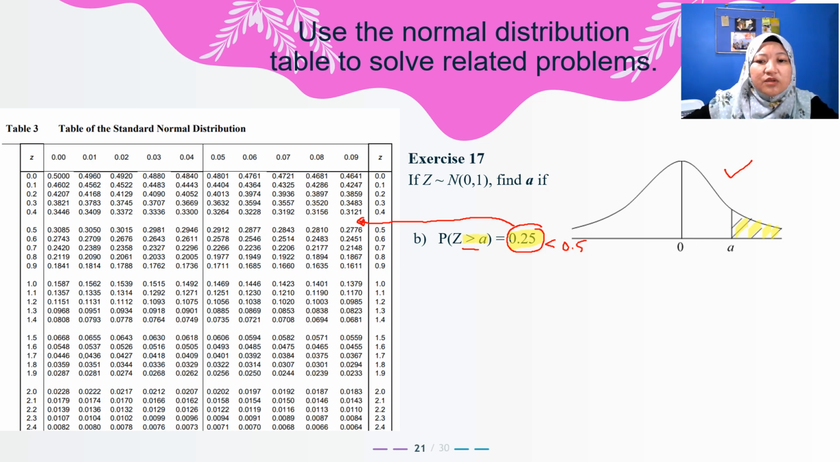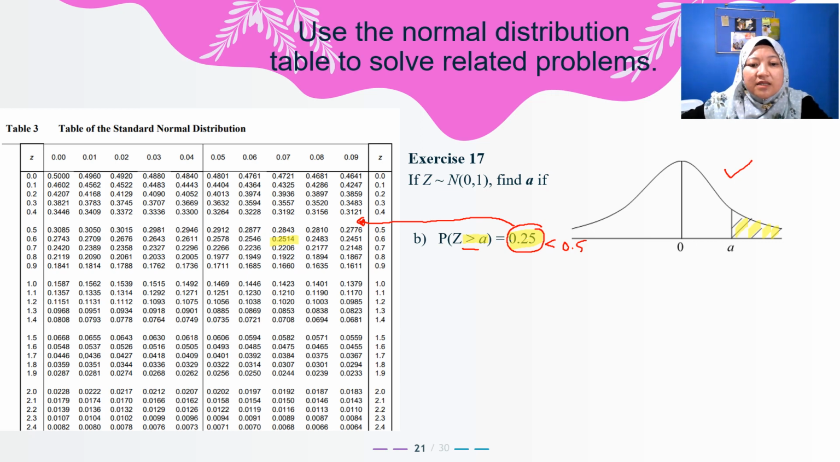So, awak kena cari dalam kawasan ni adalah 0.25. So, kita cari which one 0.2. So, kita dapat dekat sini 0.2. Kawasan ni adalah 0.2. Kita cari yang paling hampir dengan dia, 0.25. Okay, ini ya. 0.2514. Paling hampir dengan 0.25.